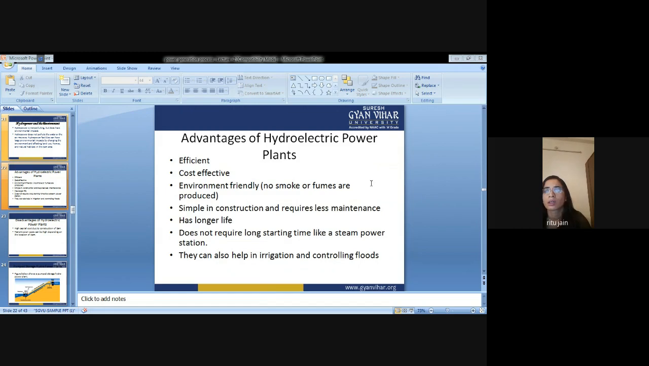The hydropower plant also helps in irrigation and controlling floods because you make the dam, and the dam stores water. Suppose you are making a dam and you do not require any electricity, so you can close the hydroelectric power plants and that water can be supplied for irrigation. And it also controls floods, because by storing water in a dam, you can control the flood.